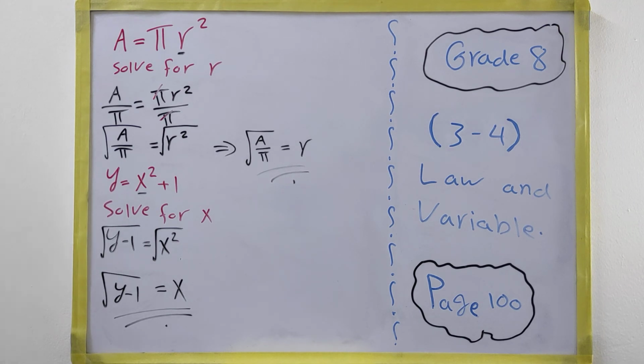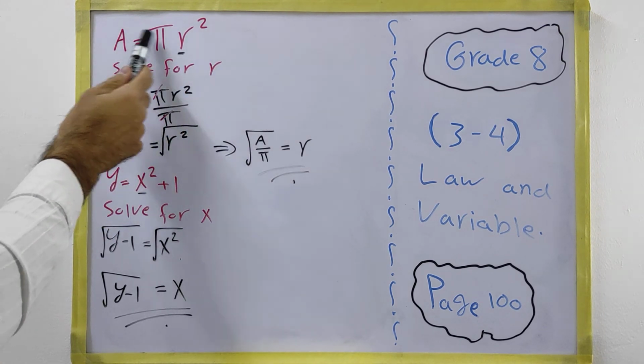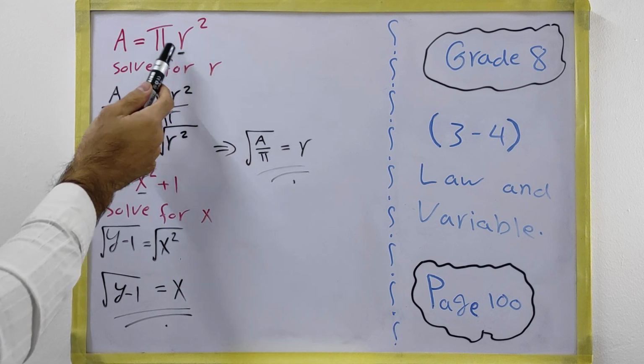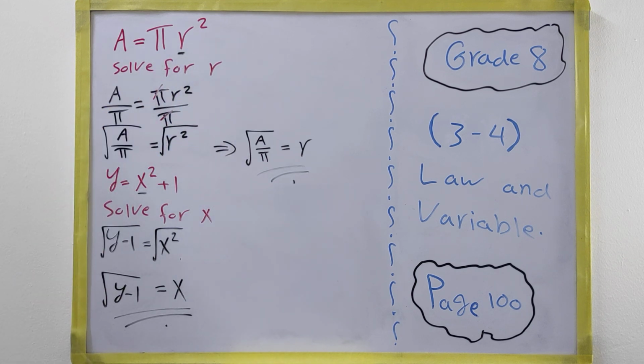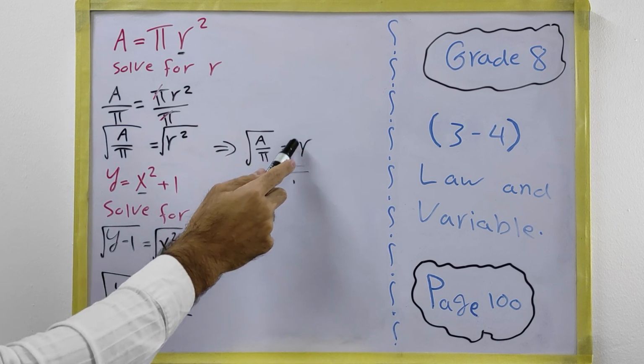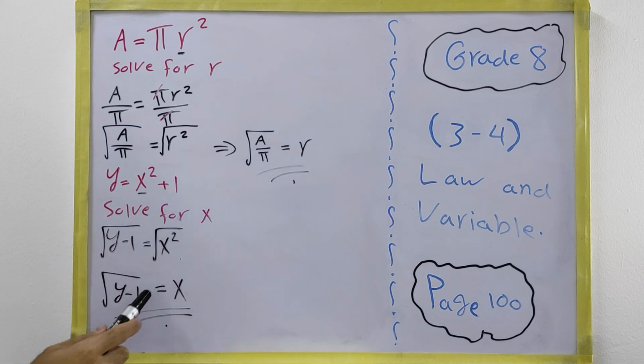Whenever it asks you to solve for one of the unknown variables, whichever it is, at the end you must have this variable on one side with power 1 and coefficient of 1. That's all about law and variables.